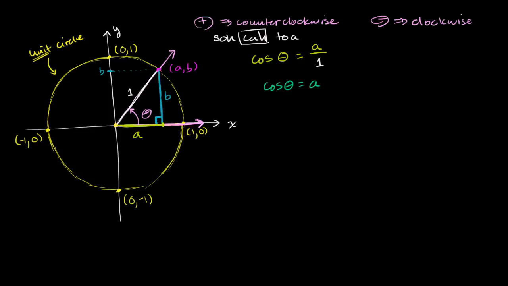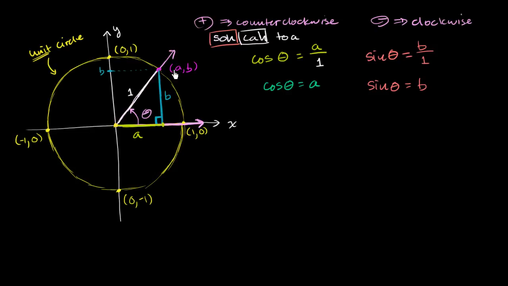Now let's think about the sine of theta. I'll do it in orange. So what's the sine of theta going to be? Well, we just have to look at the SOH part of our SOHCAHTOA definition. It tells us that sine is opposite over hypotenuse. The opposite side here has length B, and the hypotenuse has length 1. So our sine of theta is equal to B.